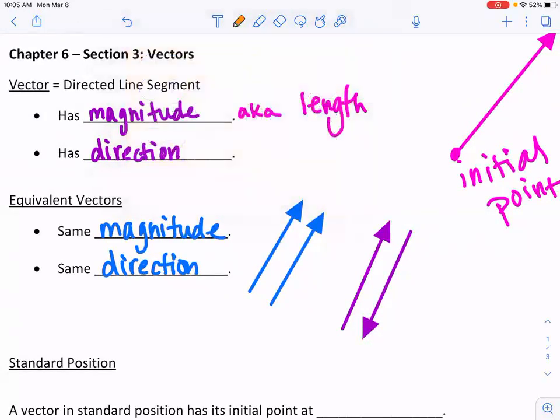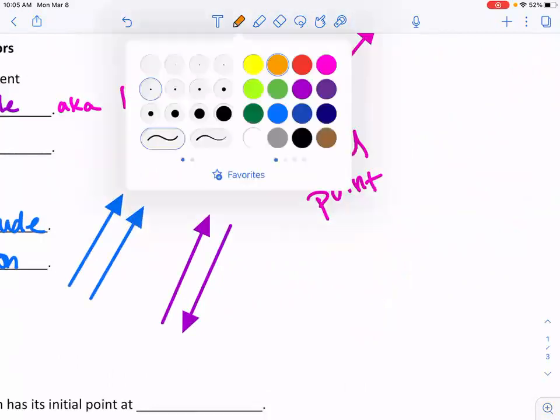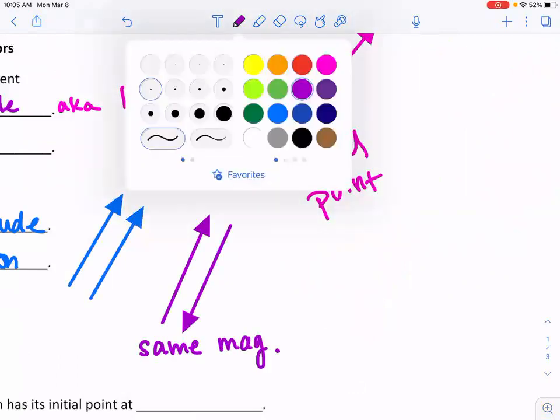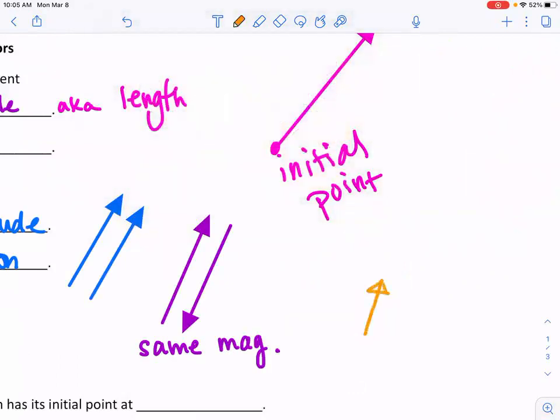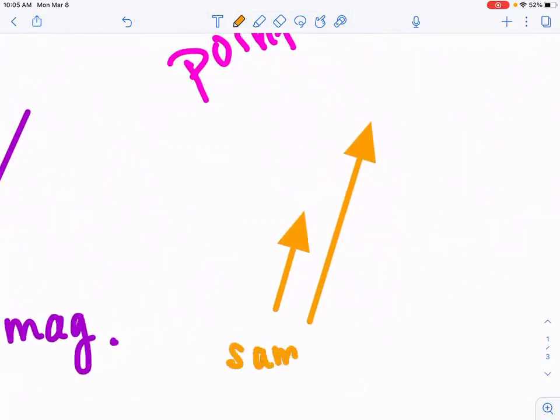These two orange vectors that I'm going to draw. So I guess I should say these have the same magnitude. These two orange vectors that I'm going to draw. What's the same for them? They have the same direction. But not the same magnitude because they're different lengths.